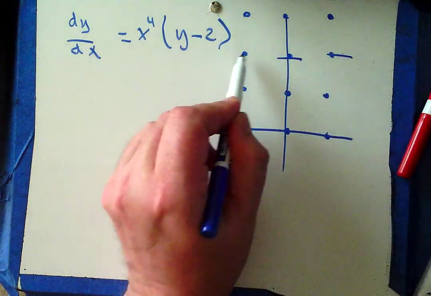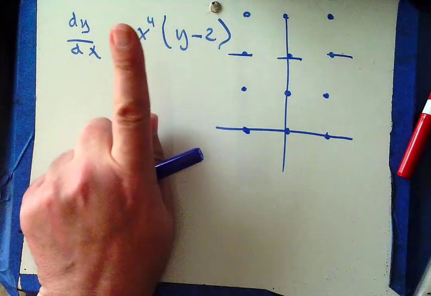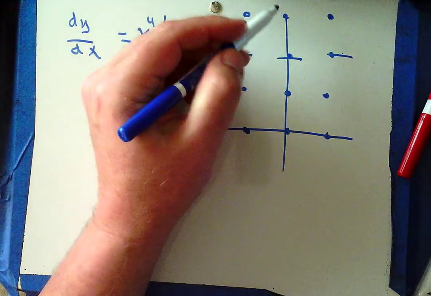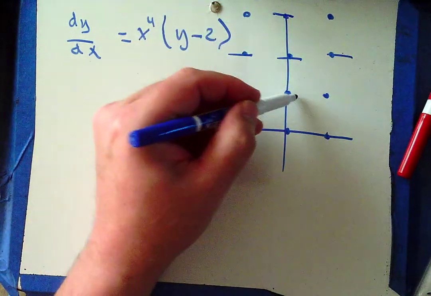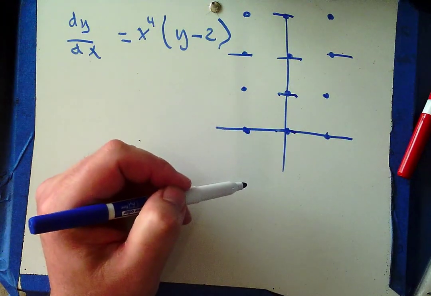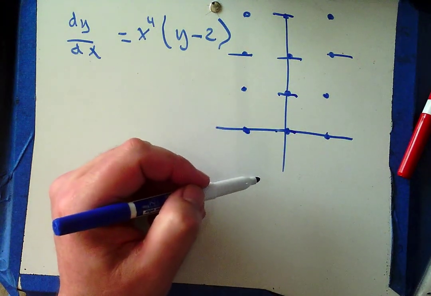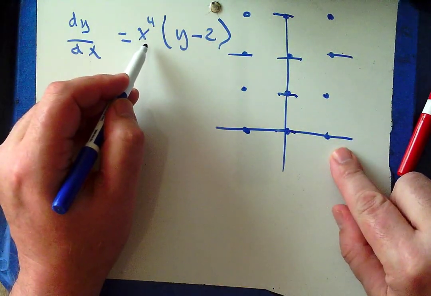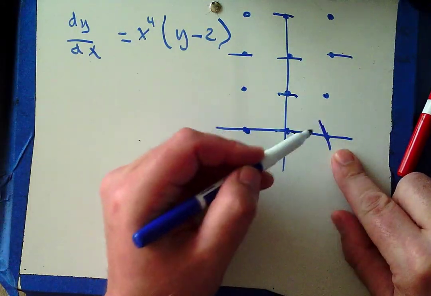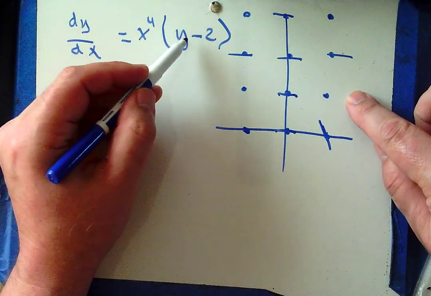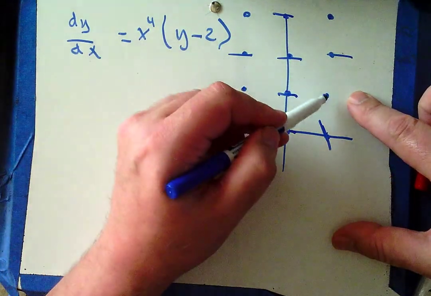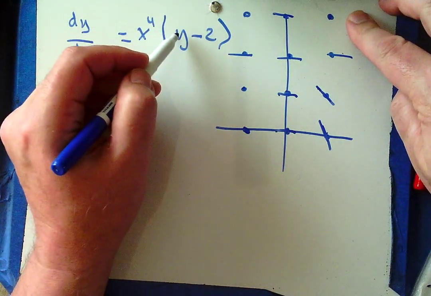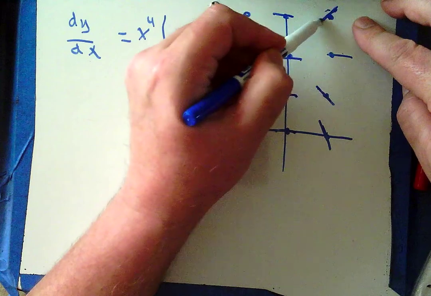So 0 slope, 0 slope, 0 slope. And if x equals 0, then I also have a 0 slope. So here's x equals 0, and I have a 0 slope here. That's not so bad. I've only got 6 points to find. If I put in x equal to 1 and y equal to 0, I get negative 2. If I put x equal to 1 and y equal to 1, I get negative 1. And if I put x equal to 1 and y equal to 3, I get positive 1.